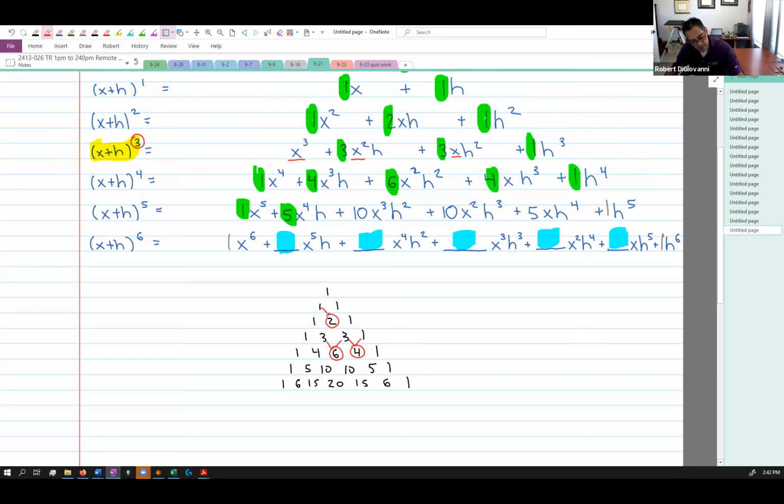That 2 is the sum of those two. This 5 is the sum of those two. This 15 is the sum of those two. This 20 is the sum of those two. This 15 is the sum of those two. That works for every number.